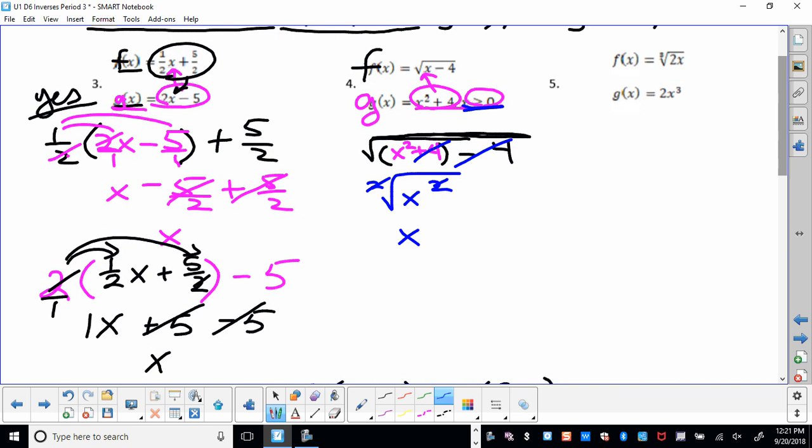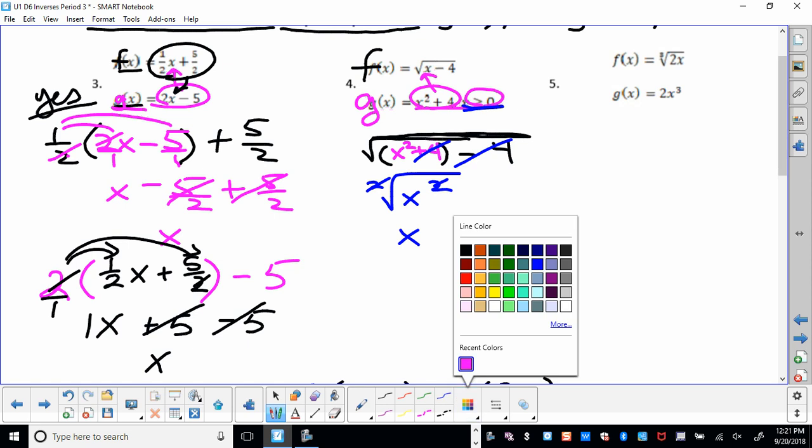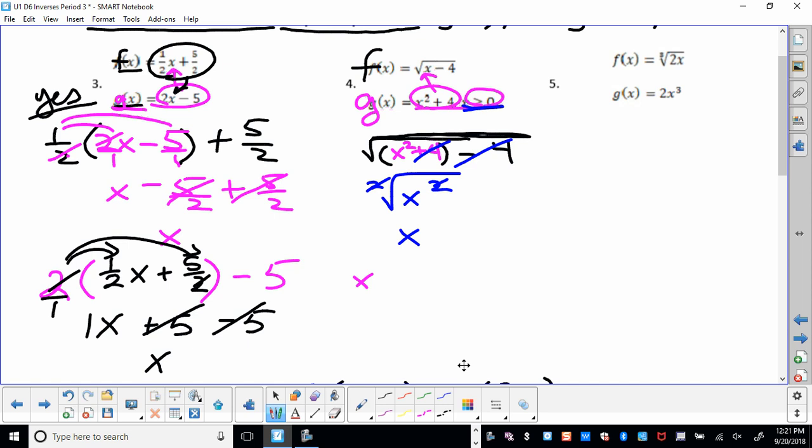And then now I'm going to put f into g. So I'm going to write out g, which is x. Oh, so instead of x, I'm going to put parentheses. So it's x squared plus 4. That's g. And then now I'm going to put f inside. So I'm going to put a square root of x minus 4. That's f. So f is inside of g. And then now I'm just going to simplify it.